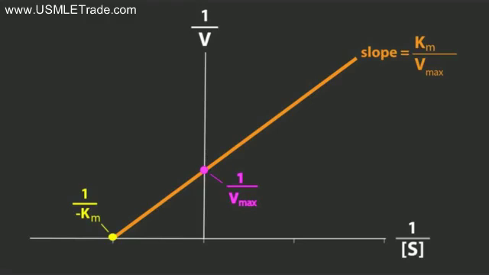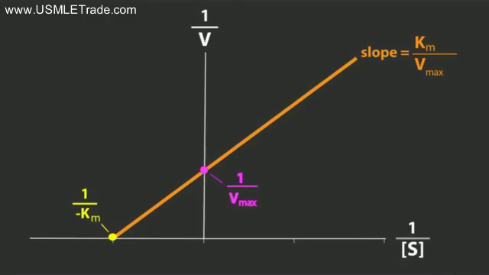Now let's look at this a different way. This is called a Lineweaver-Burk plot. It's the same data, but it's plotted on different axes. In a Lineweaver-Burk plot, the x-axis is 1 over S, 1 over the substrate concentration. And the y-axis is 1 over V, 1 over the reaction velocity. And what that does is kind of straighten out the curve.